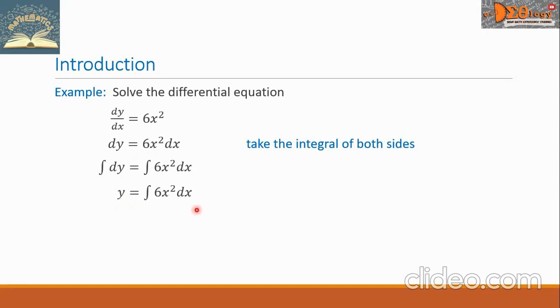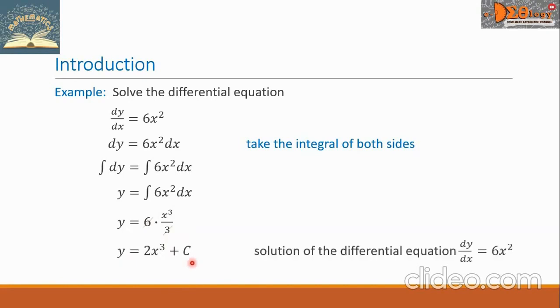Now let us use our formula of integral to evaluate the right side. So we have now y equals 6 times x cubed over 3. We use the power rule of integral to evaluate x squared. We can cancel the 6 and the 3. So we have now our answer to be y equals 2x cubed plus c. This is now what we call the general solution of the differential equation dy over dx equals 6x squared.